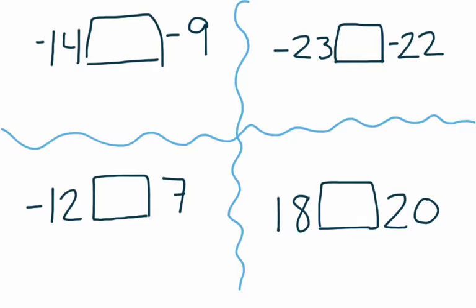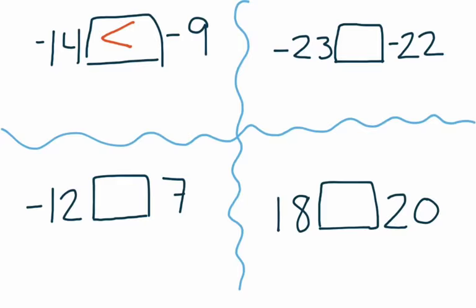Okay, so looking at our first problem here, -14 and -9, they are both negative, so I have to think about which one is going to be farther to the left on my number line, or you can think about which one's more negative, and I know that -14 is less than -9.